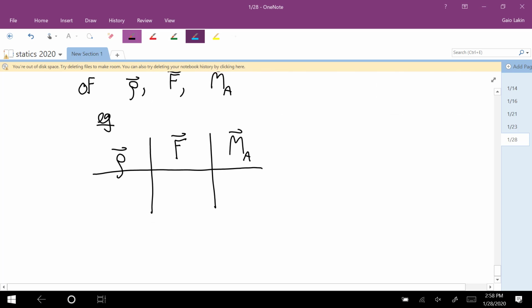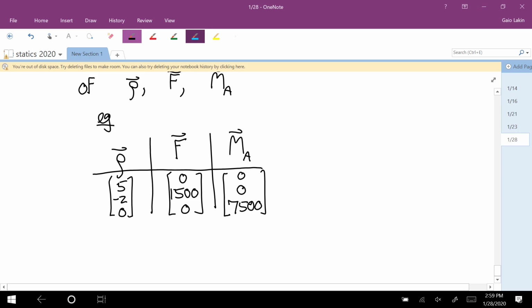And then you can enter in the values, so say rho is 5, -2, 0. The force is 0, 1500, 0. Take the cross product and you get 0, 0, 7500. And you'll do this for each force: once you draw a free body diagram, you'll have all these different forces acting. This is rho, force, and moment for one of the forces, then the next force, then the next force.